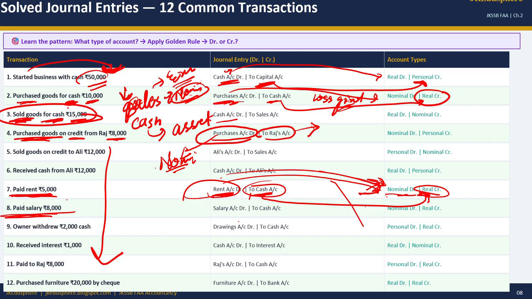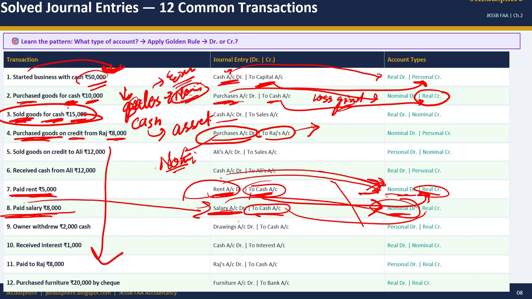So paid salary, so salary account will be affected and cash account. What is salary account? Salary account is a nominal account. For us, salary is an expense, all right? For the business, salary is an expense, so nominal account, and cash is an asset, so real account. So up to now, other you can do.